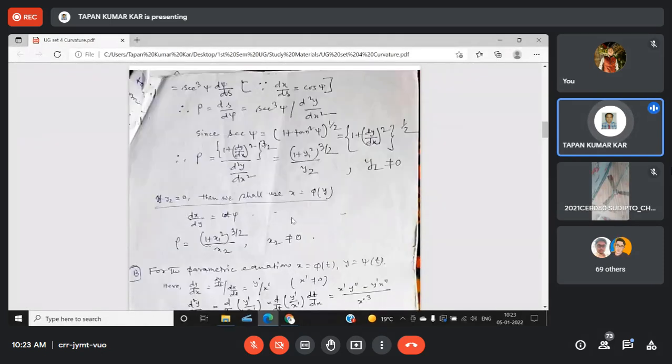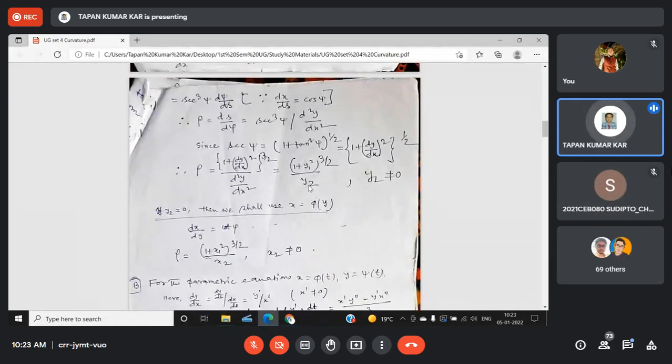Okay, one thing is very important. Here I have mentioned that y2 not equal to 0. But in your problem, if y2 equal to 0, then how will you find the radius of curvature? That is also given here. If y2 equal to 0, then we shall use x equal to phi y. Your curve, your function, is given as y equal to f x. But if y2 equal to 0 for that function, then you can express the function as x equal to phi y, x as a function of y.